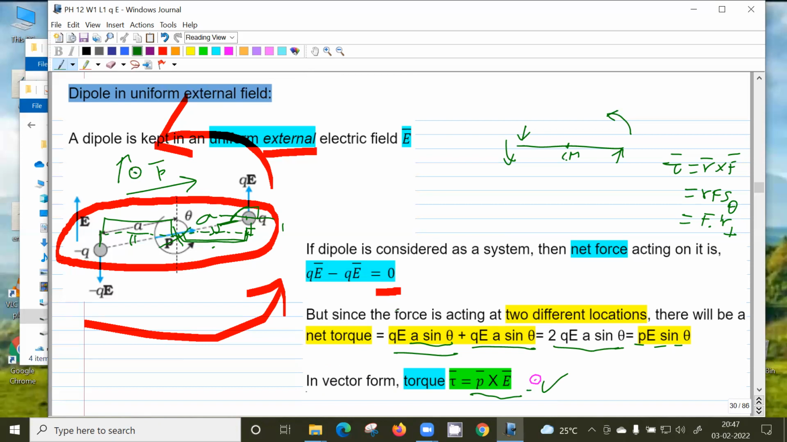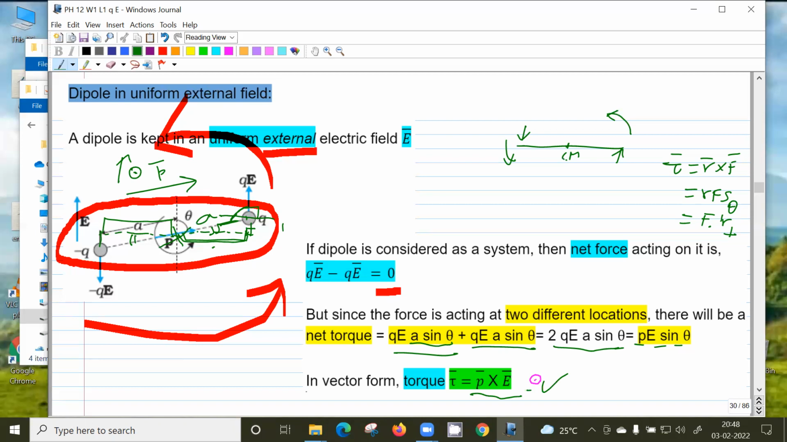So torque on a dipole which is placed in uniform electric field, because the electric field at plus Q and minus Q are same. I cap cross J cap will be minus K cap. No, don't have to take I cap.